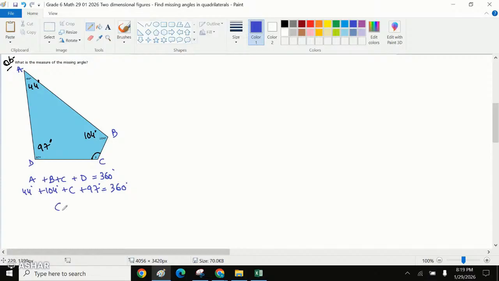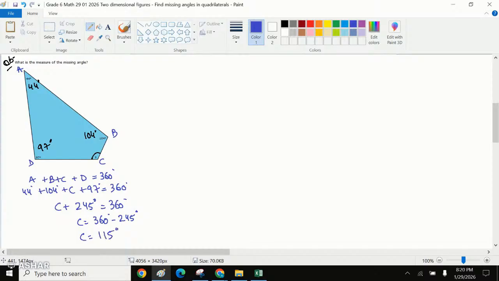When we add the three angles, the total comes out to be, just a moment, please. Let me do it. 44 plus 104 plus 97. That came out to be 245, right? This was 360. And C would come out to be 360 minus 245. Thank you so much. It's perfectly correct. It comes out to be 115 degrees, right?